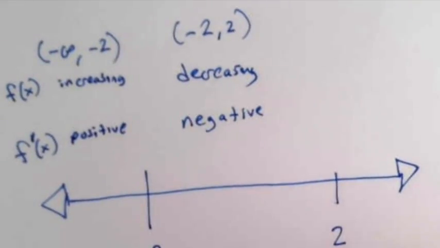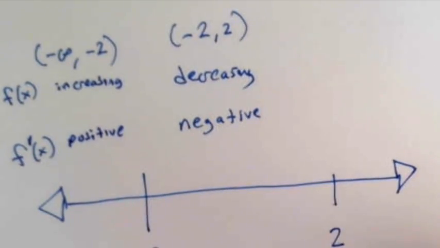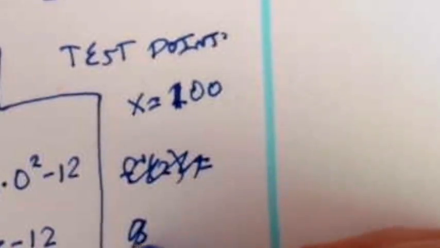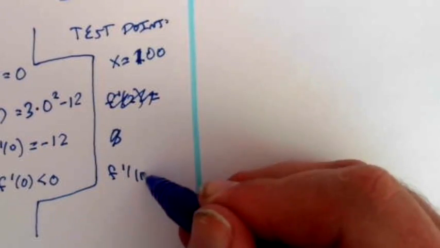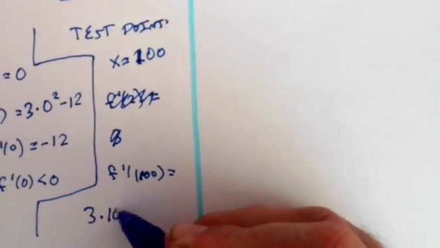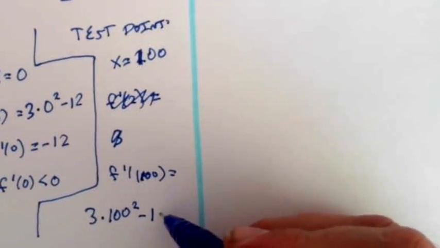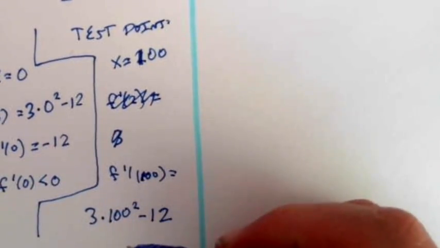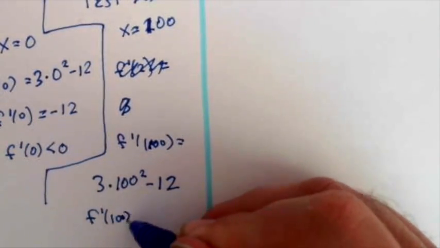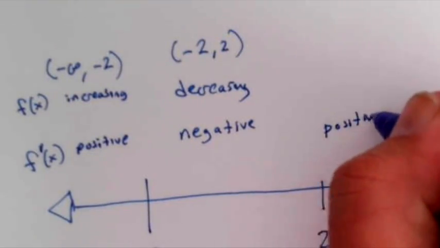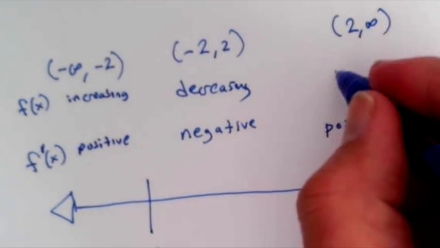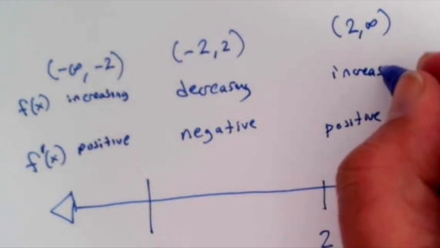Next, I check another point, and let me test at x equals 100. So f prime of 100 is equal to 3 times 100 squared minus 12, which is certainly positive. So f prime of 100 is positive. And I can draw my conclusions about f prime of x on 2 to infinity. F prime is positive on this interval, so f of x is increasing.